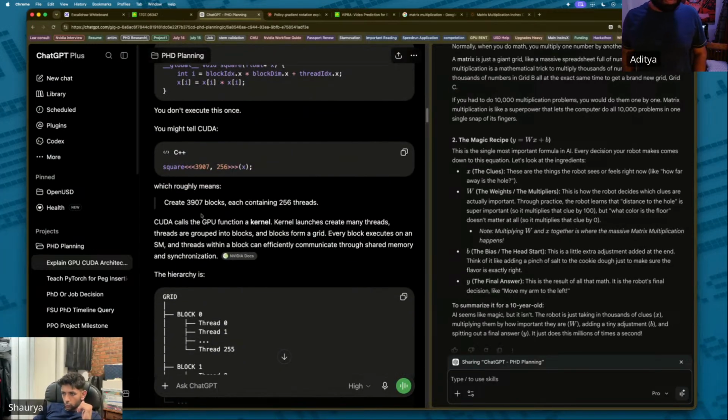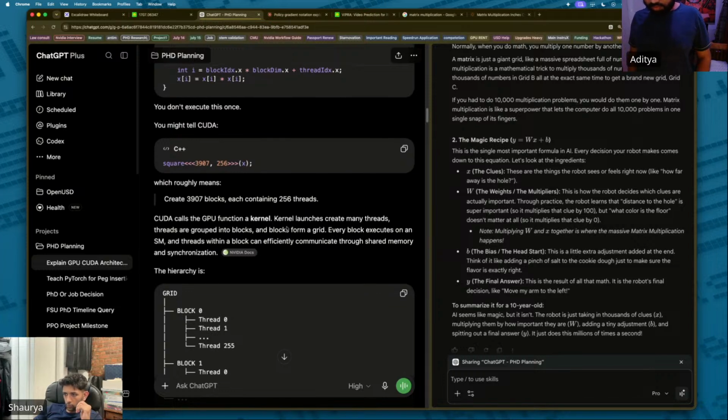The hierarchy is so: CUDA calls the GPU function a kernel.